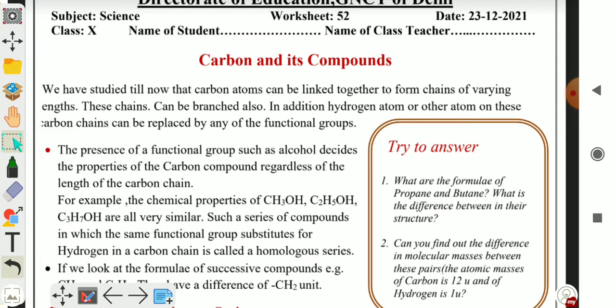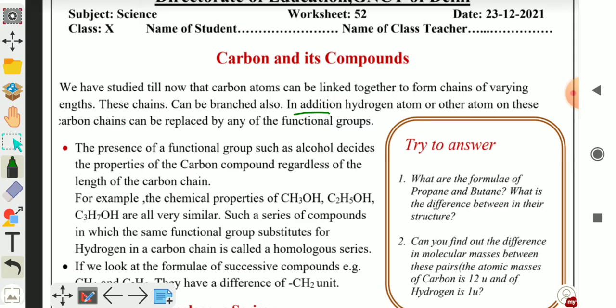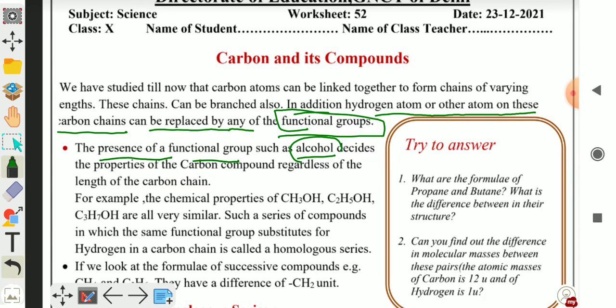In addition, hydrogen atoms or other atoms on these carbon chains can be replaced by functional groups. The presence of functional groups such as alcohol, a functional group whose formula is OH, decides the properties of the carbon compounds regardless of the length of the carbon chain. So properties of the carbon compounds will be decided by the functional group present in the compounds.